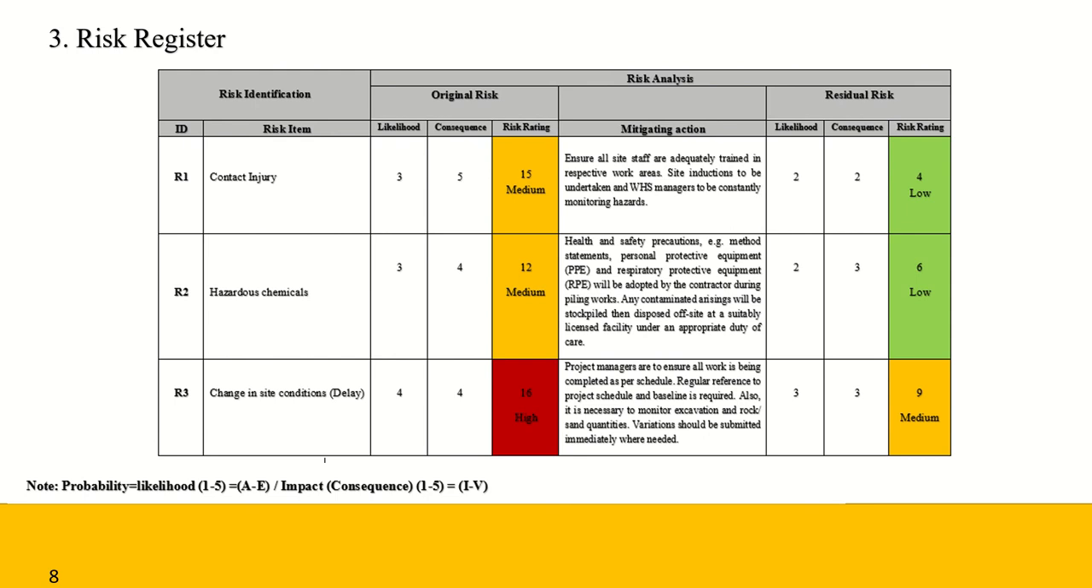Mitigation actions are the pre-planned and coordinated actions that are designed to reduce or minimize the short and long-term impacts. For each risk item, appropriate mitigation action is provided. As a case in point, for contact injury, training staff and site induction are proposed. These mitigation actions are designed to reduce the risk rating of the project. By implementing the mitigation plan, the risk rating for contact injury reduced from 15 to 4.